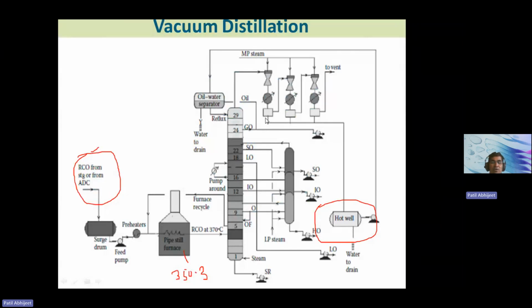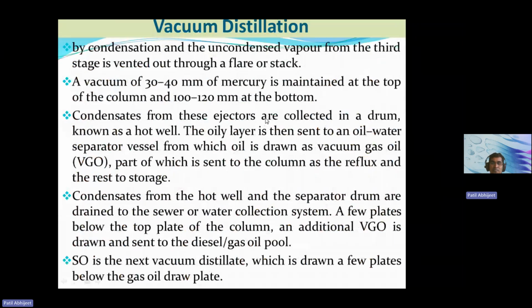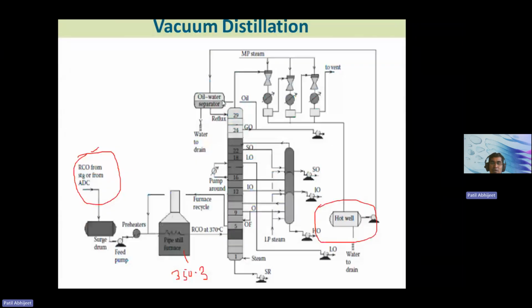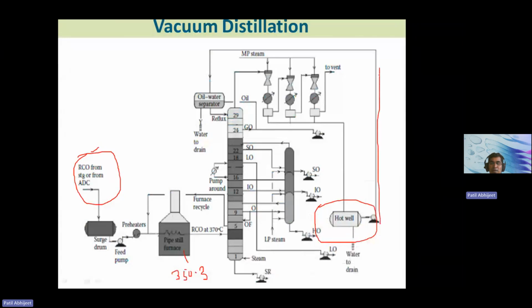A part of which is sent to the column as reflux, and the rest is sent to storage. So part of the VGO, which comes from here, is sent to the column as reflux.